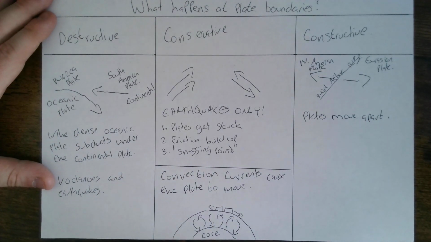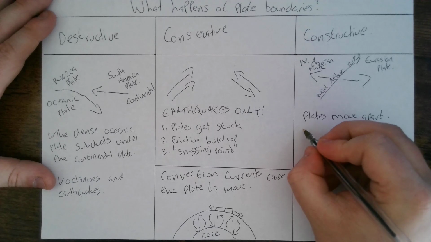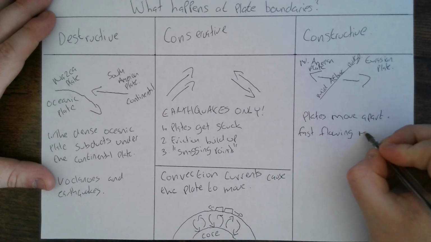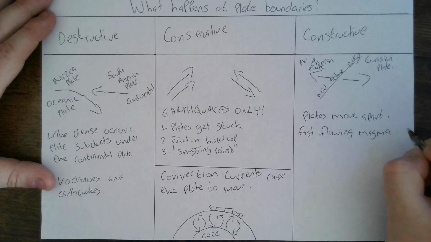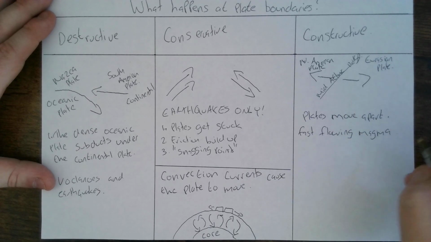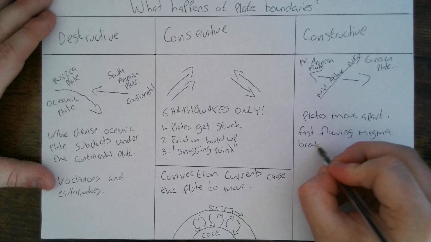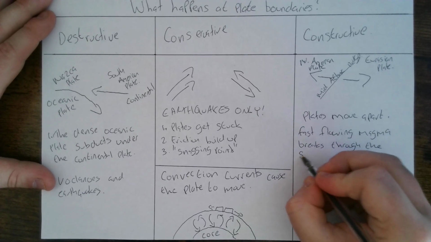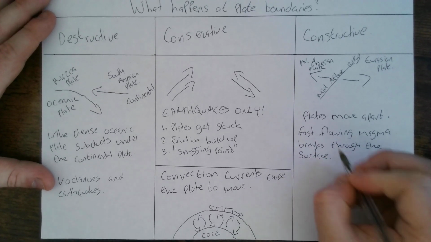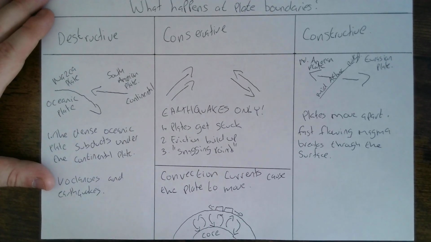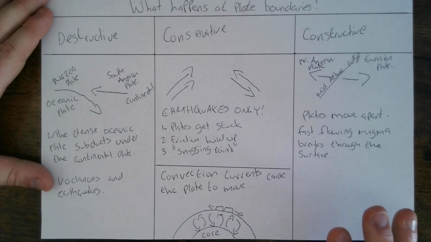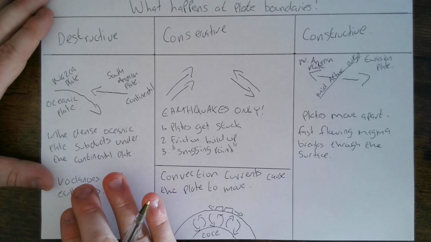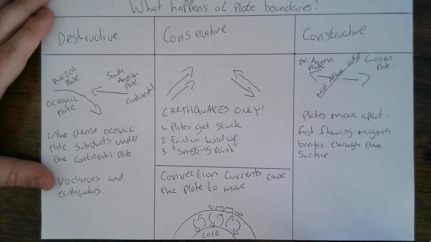As they start to move apart, fast flowing magma can start to break through the surface. And that is what creates your new land. This also then creates something called a shield volcano, which are a little bit less destructive, a little bit less dangerous than our composite volcanoes that we get over here, but they can still be quite dangerous as well.